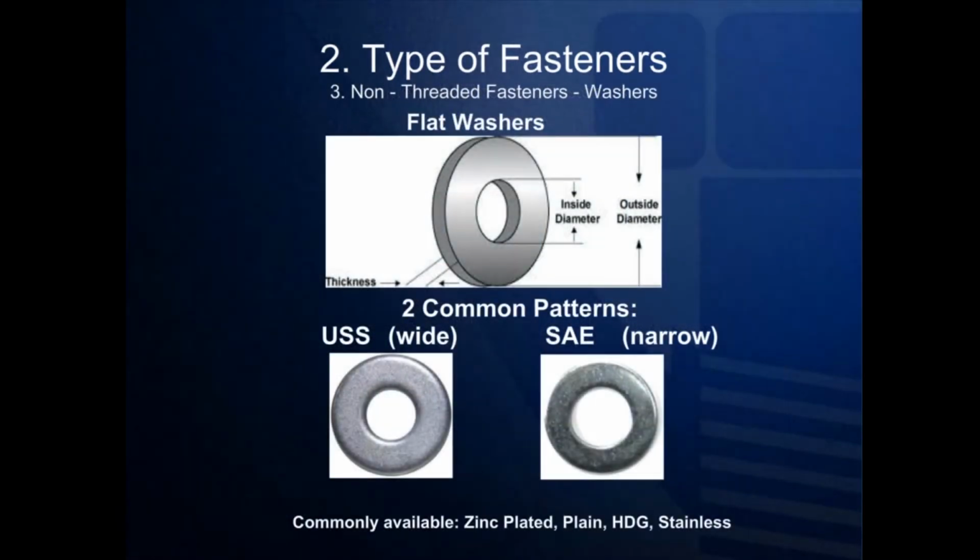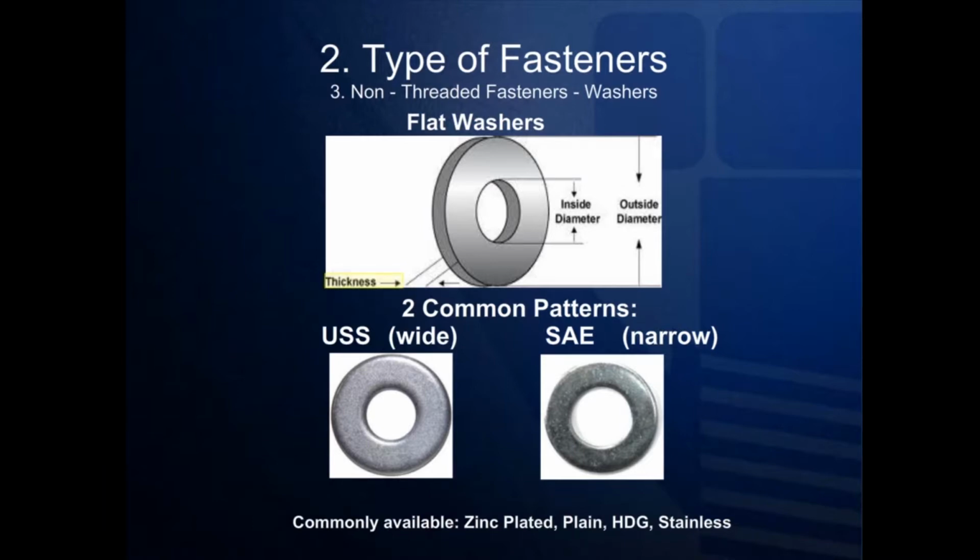We will now move on from internally threaded fasteners to non-threaded fasteners. The first type we will cover are flat washers. Similar to nuts, flat washers are a very common commodity. However, unlike most other fasteners, flat washers are often sold by manufacturers by the 50-pound box. The only dimensions needed to fully identify a flat washer is its ID, or inside diameter, its OD, or outside diameter, and its thickness, and of course the material that it's made from.